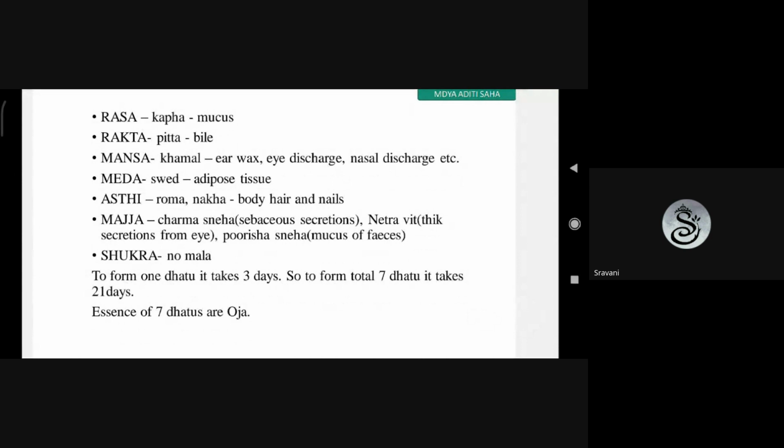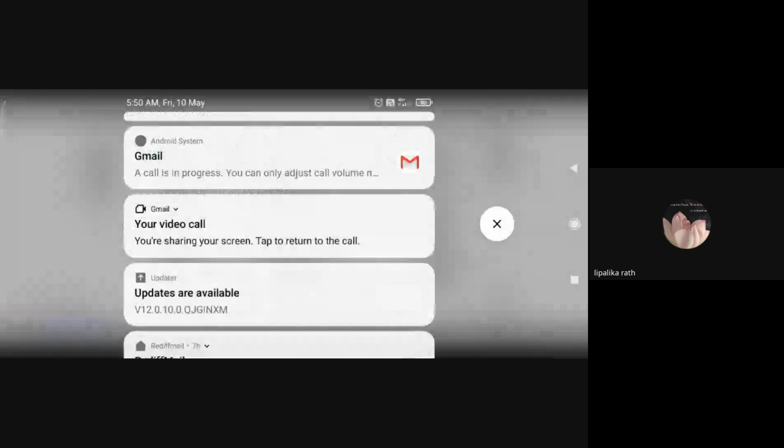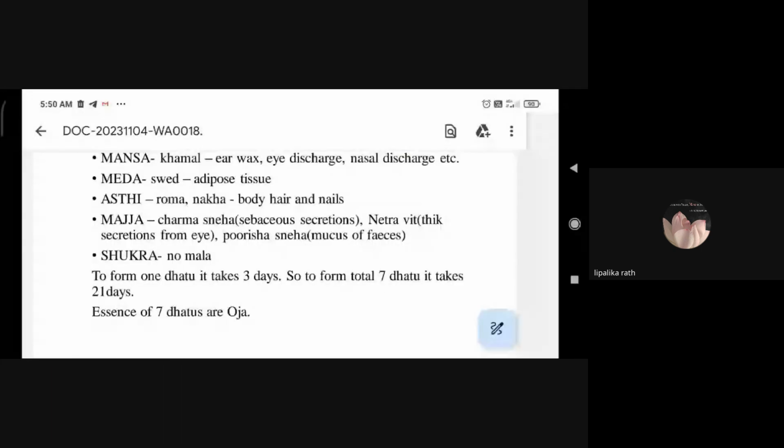Okay, so next is from majja. Am I audible? Yes, ma'am. Okay. So from majja to shukra. The essence of majja is transformed to shukra. The byproduct of majja is charma sneha, that is subcutaneous secretions by sebaceous glands.